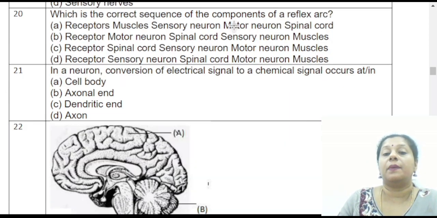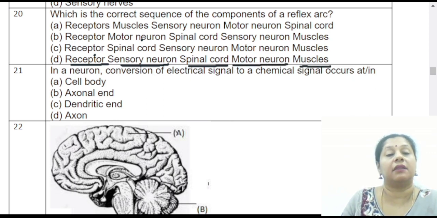Which is the correct sequence of the components of a reflex arc? Receptor, muscles, no. Receptor, motor neuron, no. Receptor to the sensory neuron. Sensory neuron will take it to the spinal cord. From the spinal cord, motor neuron will bring it back to the effector muscles. So option D is correct. This pathway is very important.